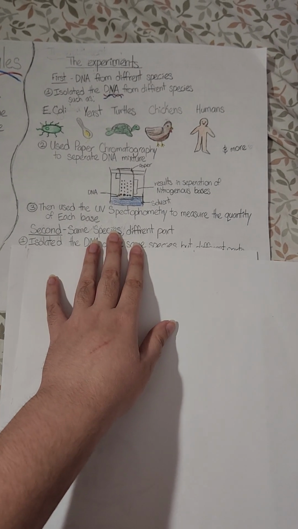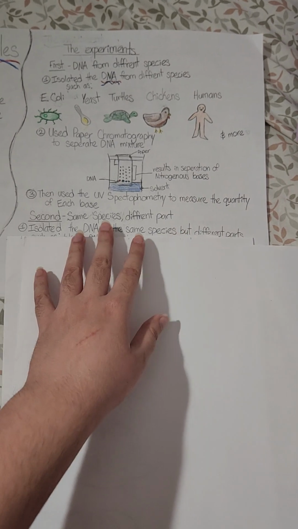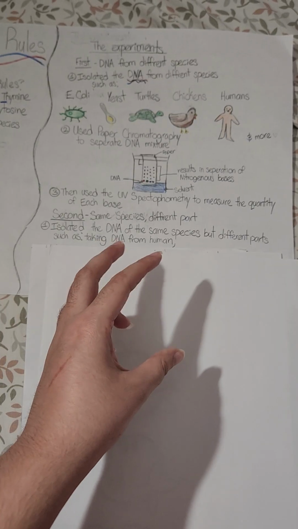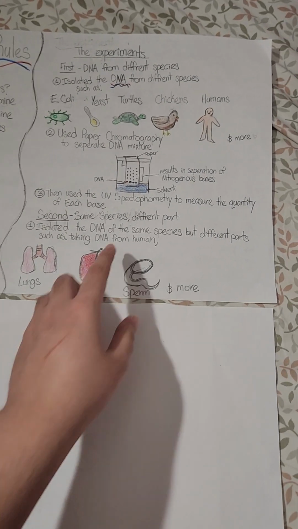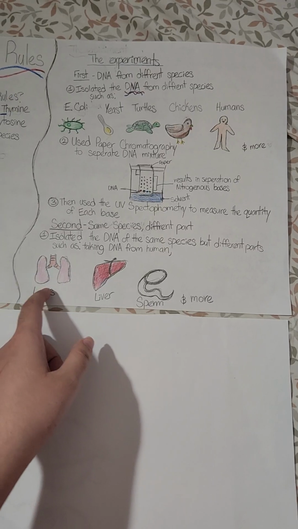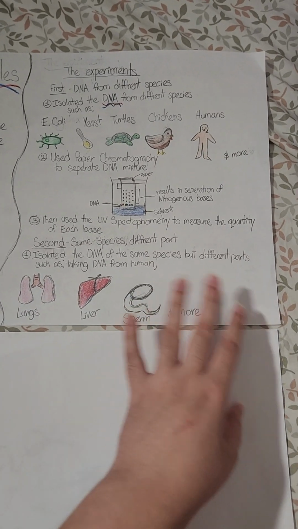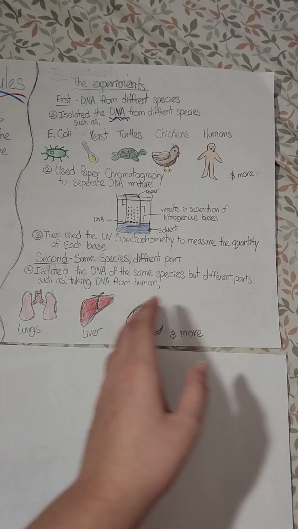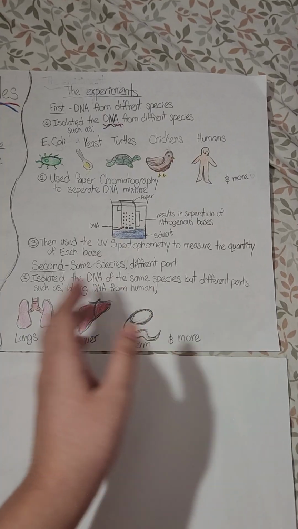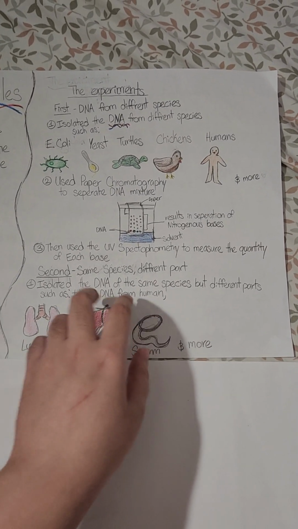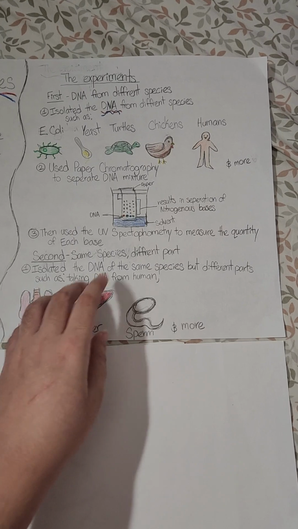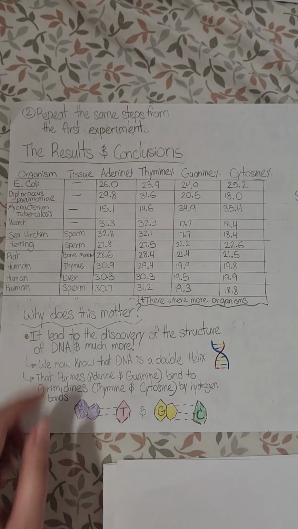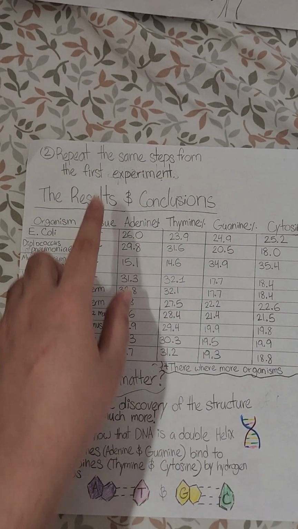The second experiment that he did was the same species but different parts. He isolated the DNA of the same species but took different parts. Let's use humans for example. He took some cells from lungs, some cells from liver, some cells from sperm, and many other things. He compared the same species to itself, from different body parts, to see if they had different percentages of nitrogen bases.